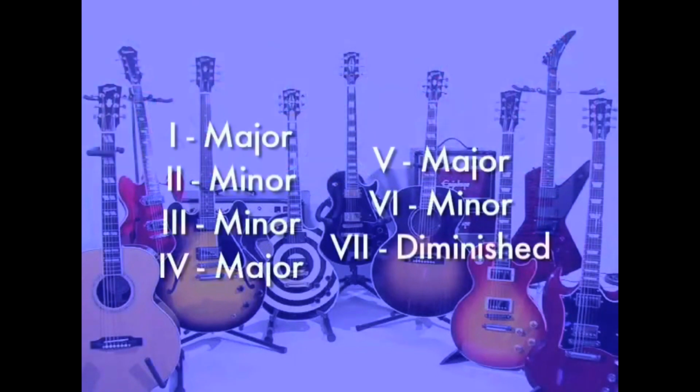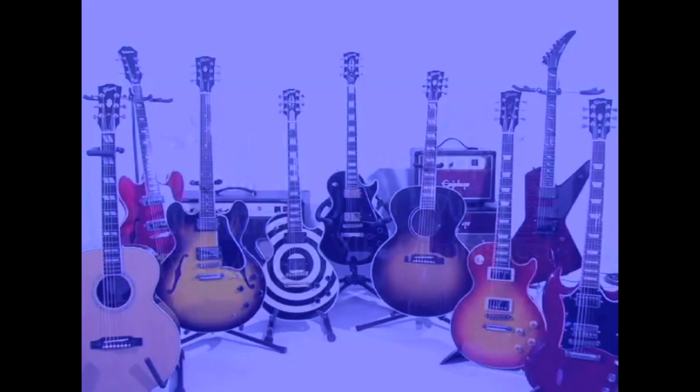When you harmonize the notes of a major scale, the following formula is always present. The one chord is always major. The two and three chords are always minor. The four and five chords are always major. The sixth chord is always minor. The seventh chord is always diminished. This is just a general basis for chord theory. The more you play guitar, you'll find there are many exceptions to the rule.